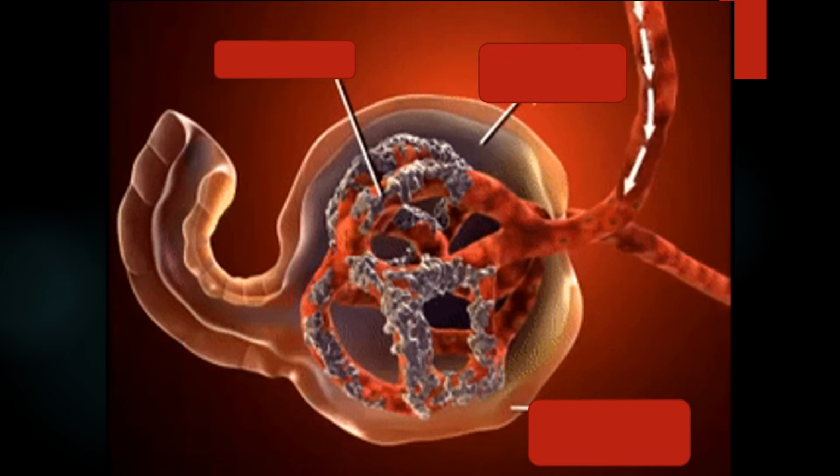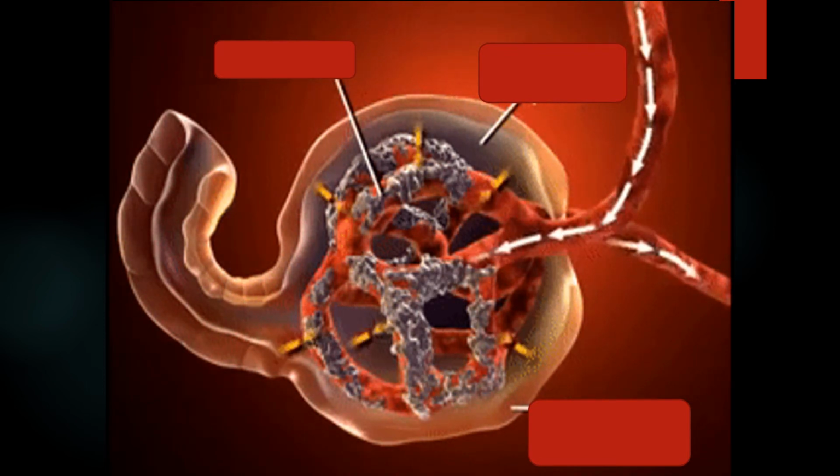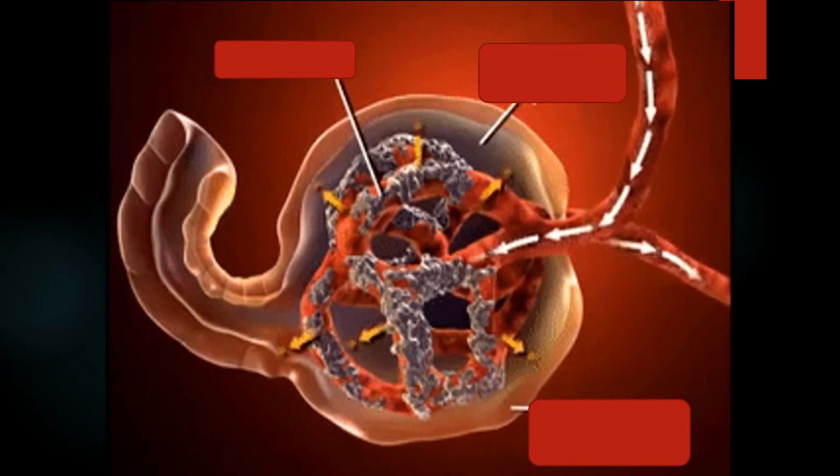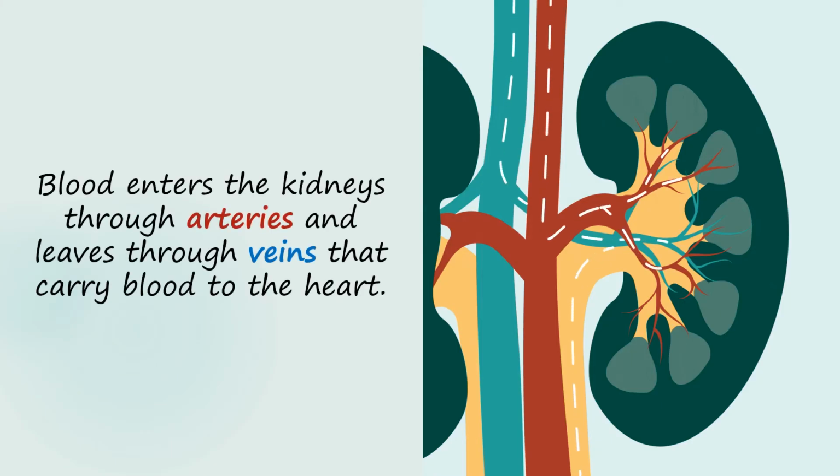As you see here, the blood that carries the nitrogenous wastes enters the kidney by the artery. After that, the filtration process occurs inside each kidney, and then the pure blood goes back again to the heart through the vein. So blood enters the kidneys through arteries and leaves through veins that carry blood back to the heart. As you see here in the picture, the blood enters the kidney in the red artery to be filtered inside each kidney. And after the filtration process, the pure blood goes back again to the heart through the vein.